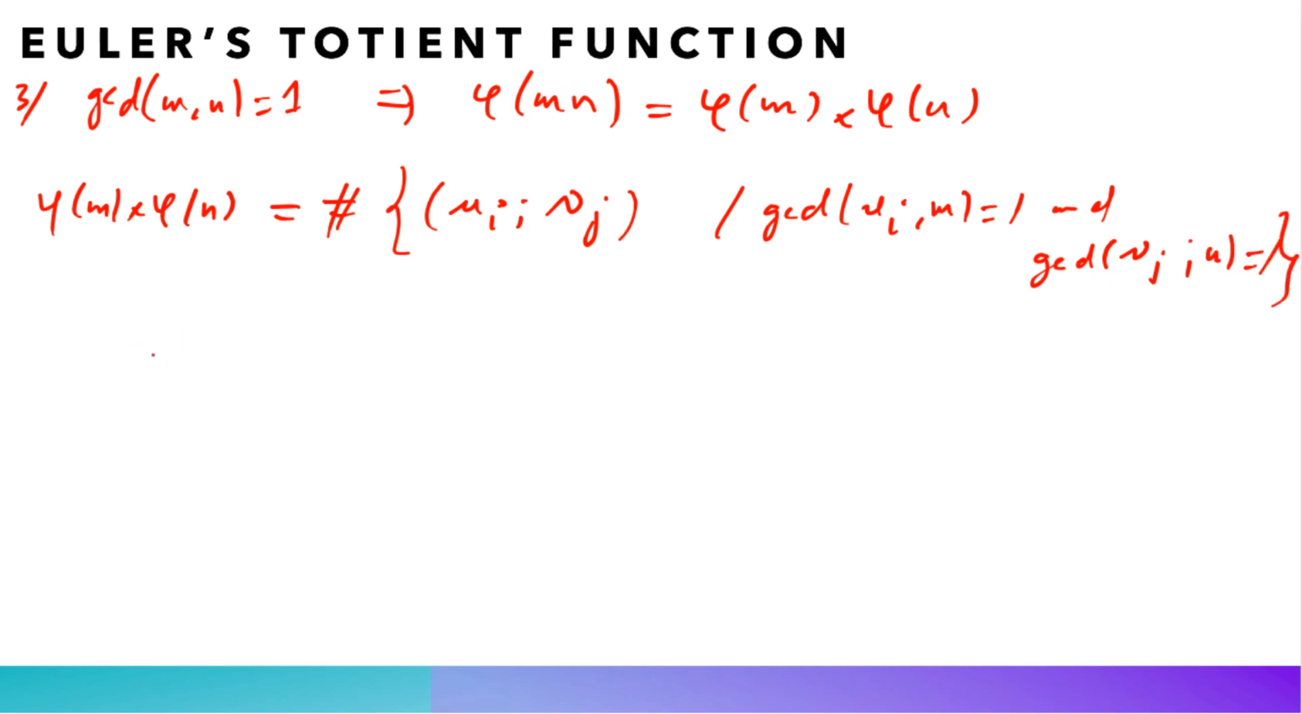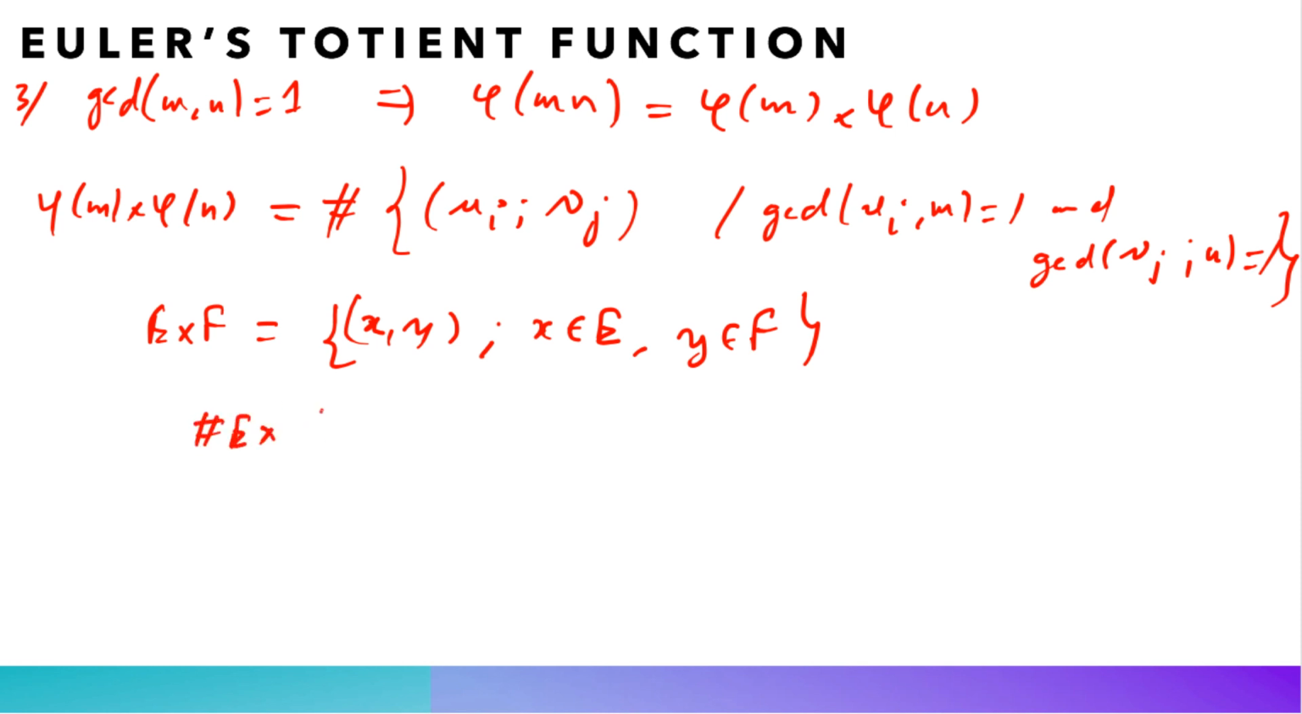This holds easily because if you have two sets, E and F, then E product F is the set of x, y, where x is in E and y is in F, and the number of elements of this set is simply the number of elements of E times the number of elements of F. And this is what I used here. We know that the number of coprime numbers with m is phi of m, and the number of coprime numbers with n is phi of n. And so if you take the set of all the couples, then the number of elements of this set is phi of m times phi of n.